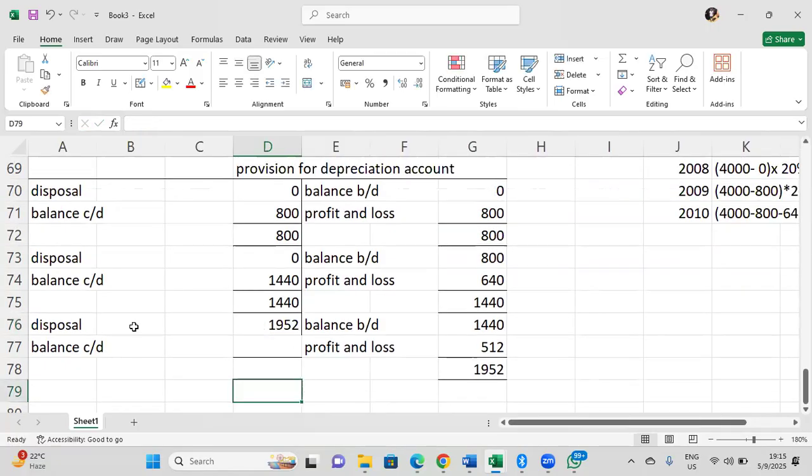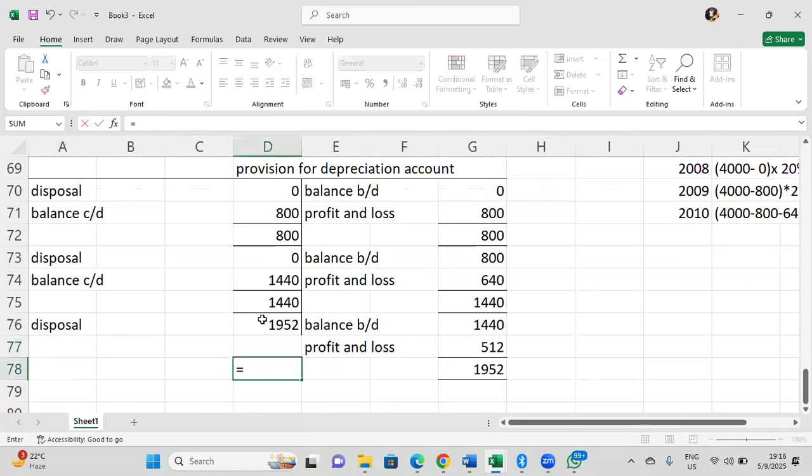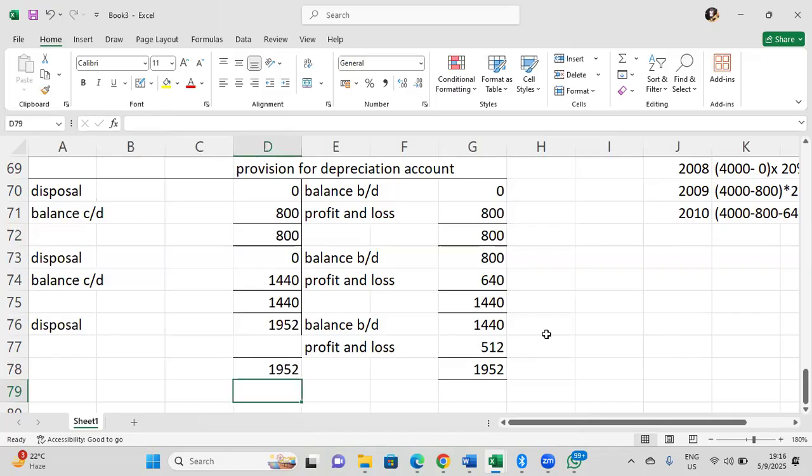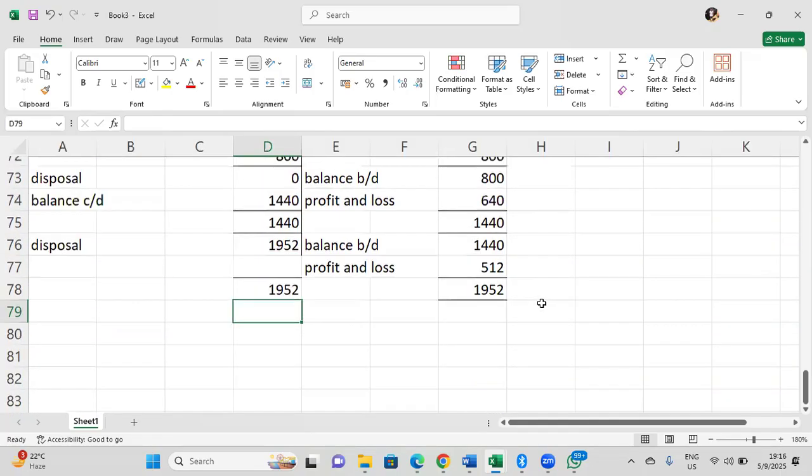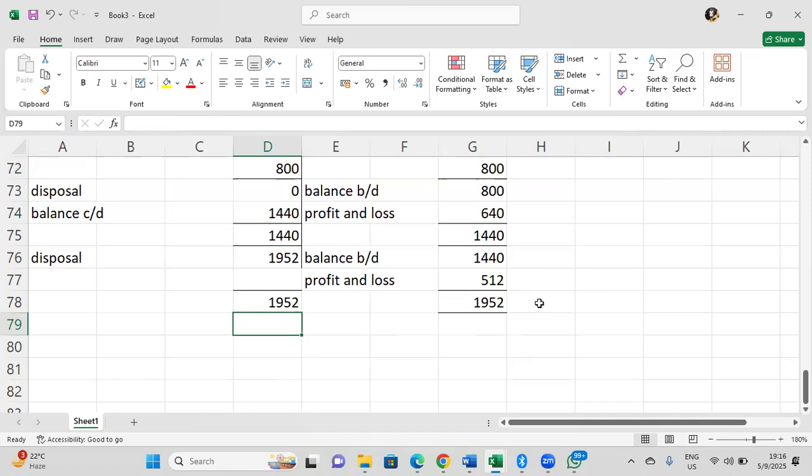That's the total. So if we add these, again, in the last year, we don't have any balance CD because the debit and the credit are the same. So disposal is in the year we sold the asset, and the disposal is the total depreciation of the asset sold.